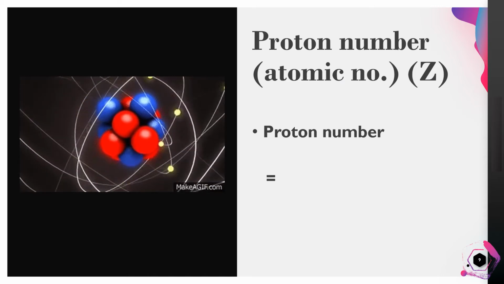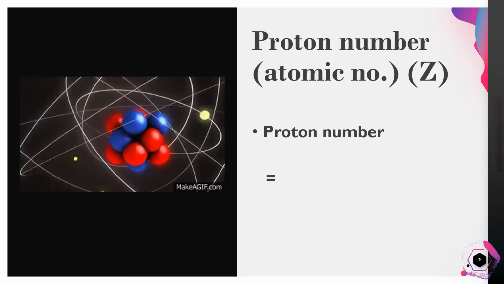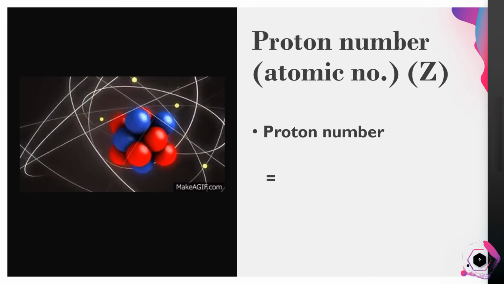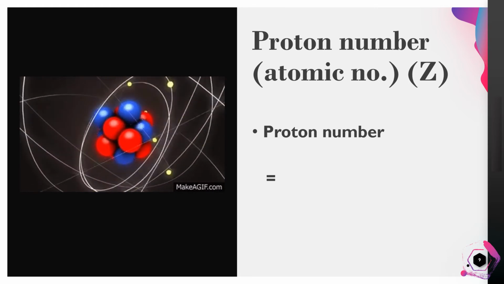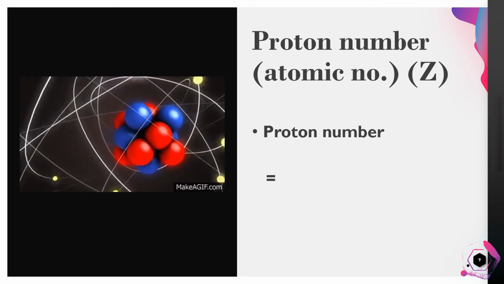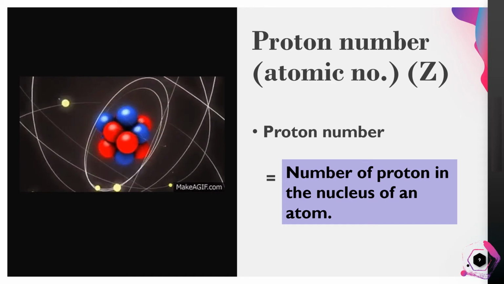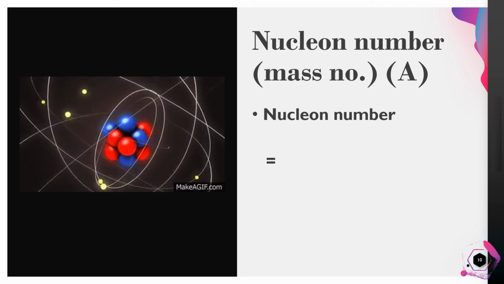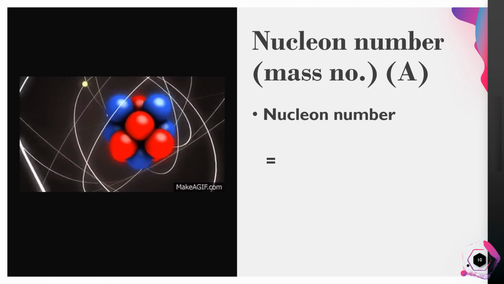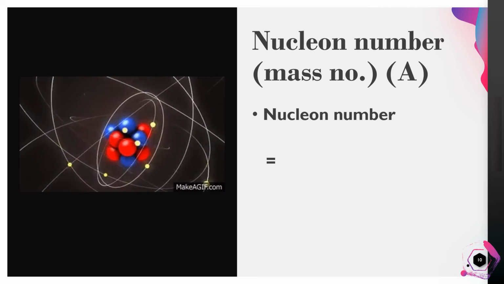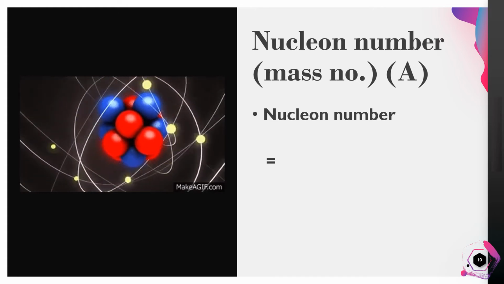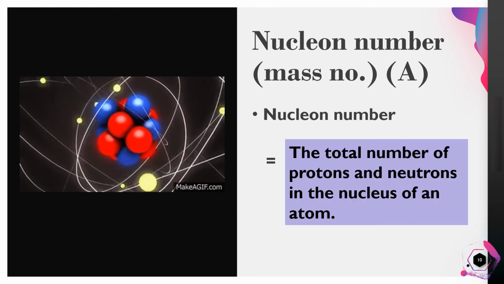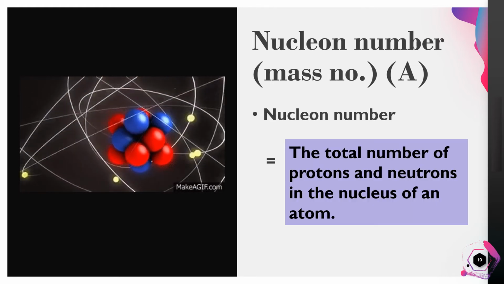Okay, this is the definition of proton number. Proton number can also be called atomic number, and the symbol for proton number is capital letter Z. The definition of proton number is the number of protons in the nucleus of an atom. Then we have nuclear number, also called mass number. The symbol is capital letter A. Nuclear number is the total number of protons and neutrons in the nucleus of an atom.